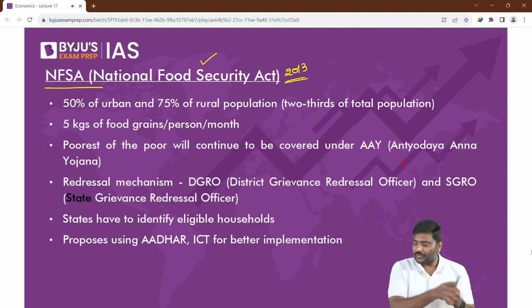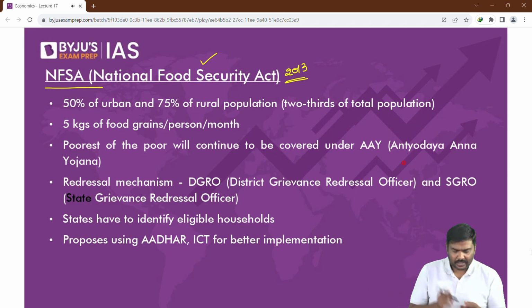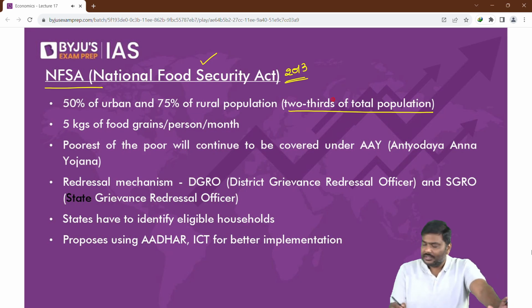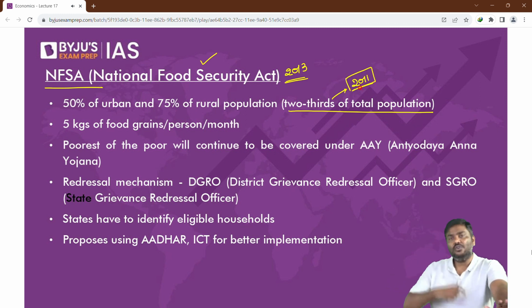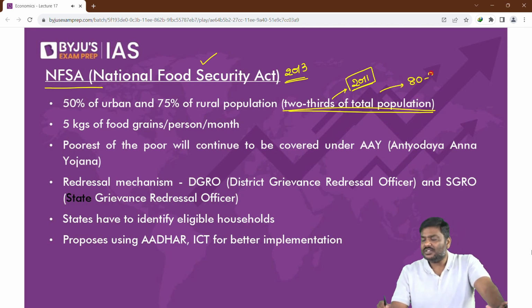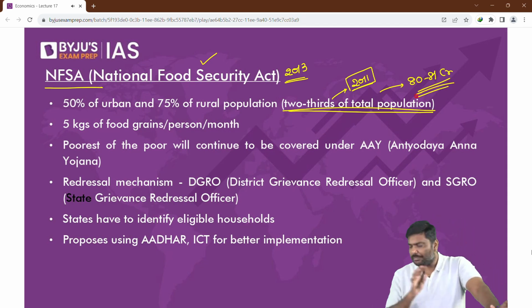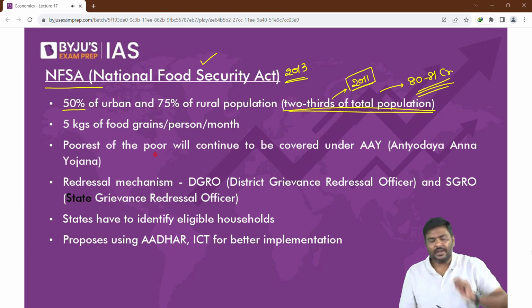Because please understand, the government in 2013-2014 introduced a system called the National Food Security Act, which is nothing but targeted distribution. Under the National Food Security Act, the government says two-thirds of India's total population, that is basically the 2011 census population, will be covered under this, which is somewhere in the range of 80 to 81 crore people.